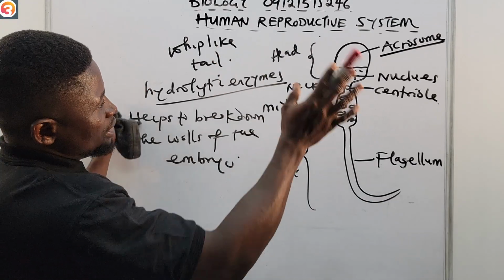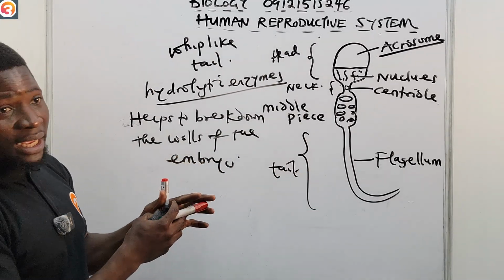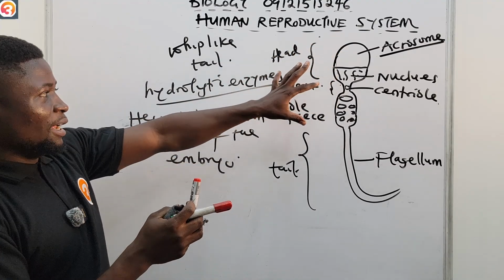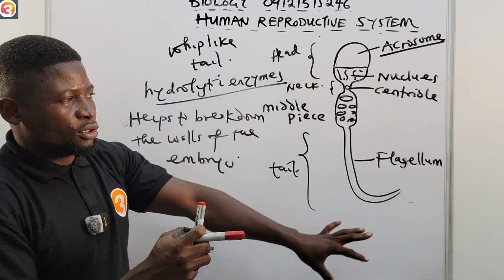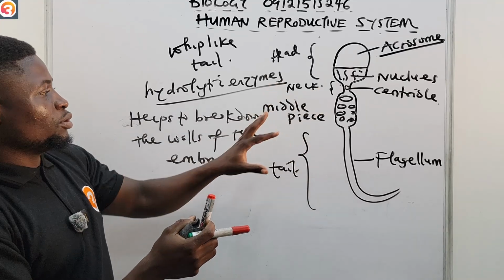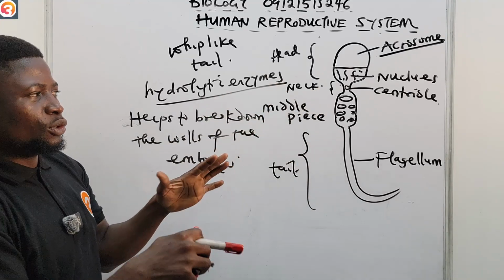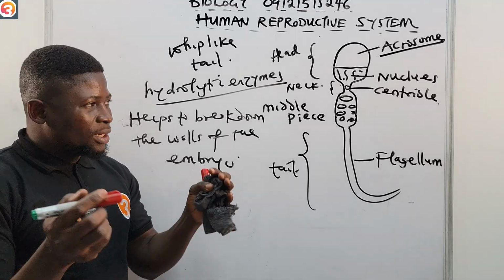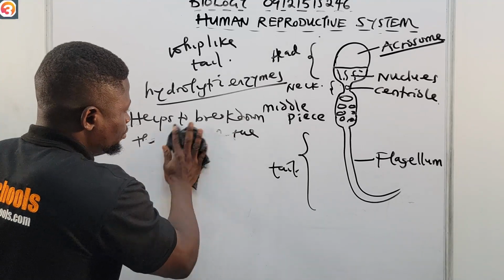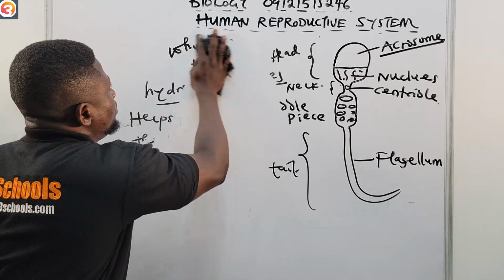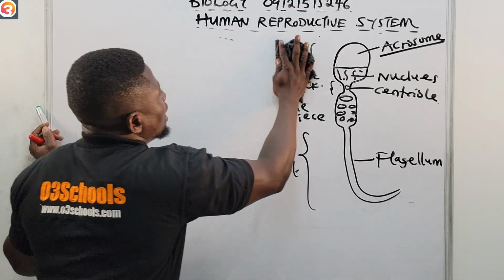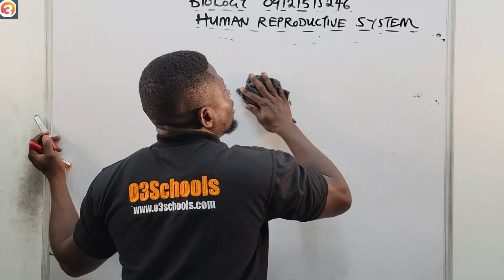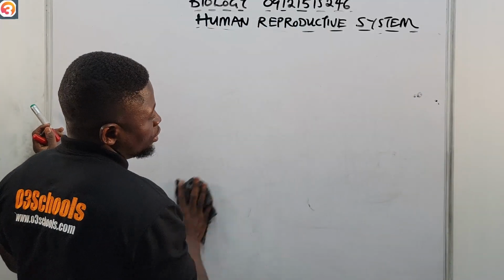So this is the spermatozoa, your sperm. This is what it looks like. The head contains the acrosome, and the acrosome contains hydrolytic enzyme, which helps to break down the walls of the embryo. So now let us look at the ovum. We have looked at the sperm or the spermatozoa. Let us look at the ovum. Let's see the structure first, then we'll say a few things about it, and we are done because of time.